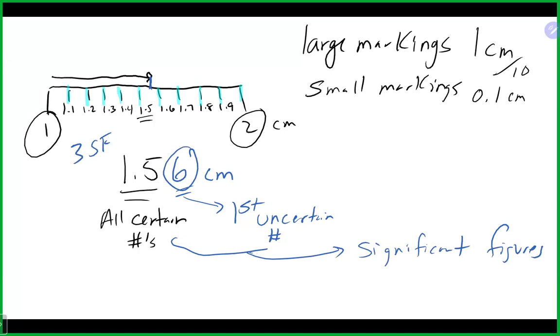What you're really saying when you write 1.56 in this case is, I think it's 1.56, but it might be like 1.57. It might be like 1.55. It's somewhere in that ballpark. I'm unsure in that last little spot where it's at. And that's where the uncertainty lies in this particular measurement.